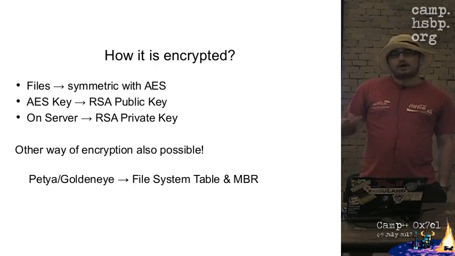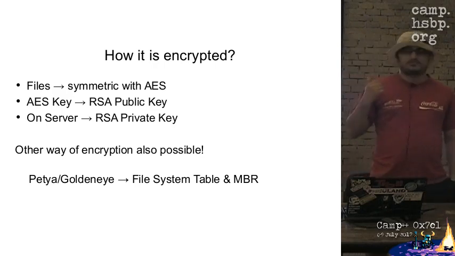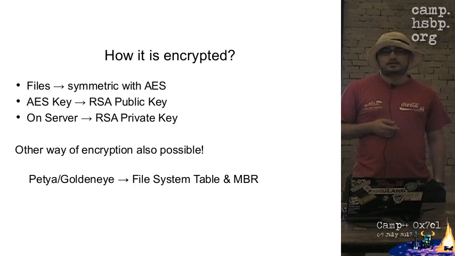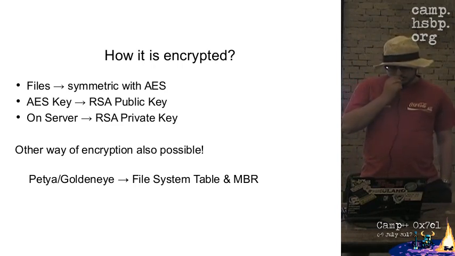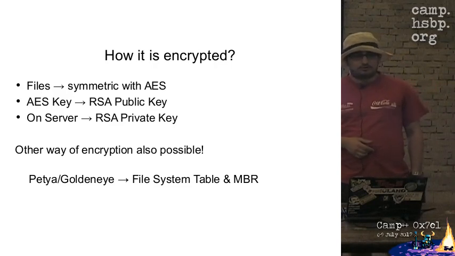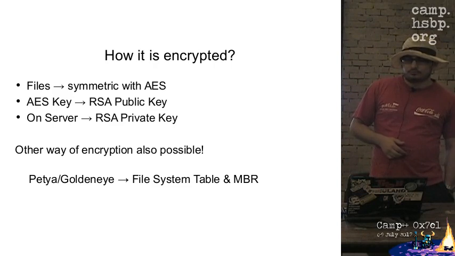But there are also other ways of encryption possible. One way, which Petya GoldenEye does, is encrypting the file system table of your Windows partition and changing the master boot record, so your system doesn't know where the files are on the hard disk. It will not boot, and you have no clue where the files are on the system.